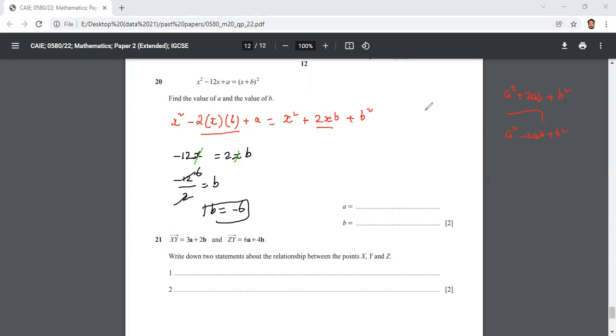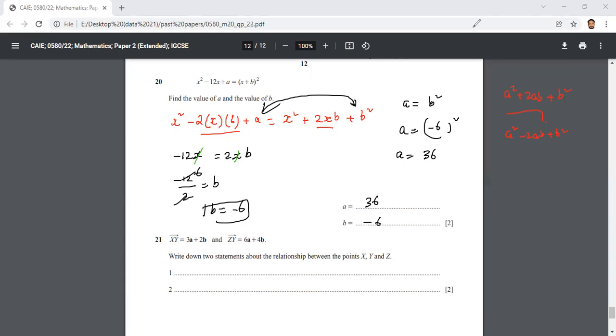Now we can compare a with these two. a represents b squared, but we know that b is minus 6, so minus 6 whole squared. So a is equal to 36. It means a is 36 and b is minus 6. I hope you get my point.